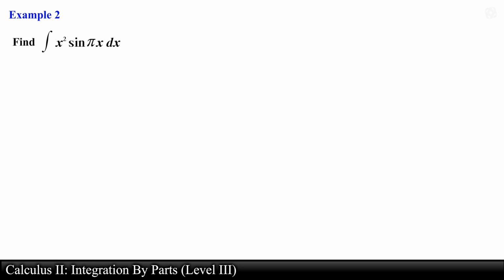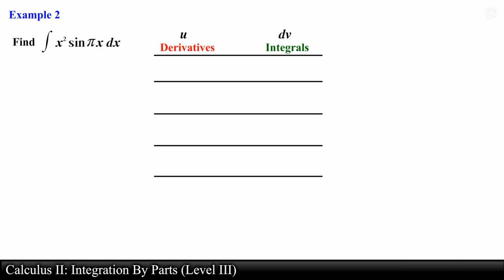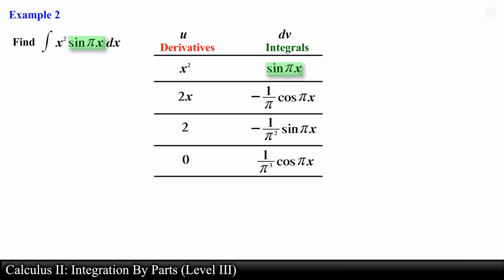The first step is to set up a table with two columns. The first column will contain u and its derivatives, and the second column will contain dv and its integrals, or antiderivatives. Next, we select our u and dv for this integral. We set u equal to x squared. Now, the next step is to repeatedly take derivatives until we obtain 0. Doing that yields the following functions. Next, we take our dv and repeatedly take integrals to match the number of rows that were generated from the differentiation step. In this case, we take 4 integrals, one after the other. Doing that yields the following functions.